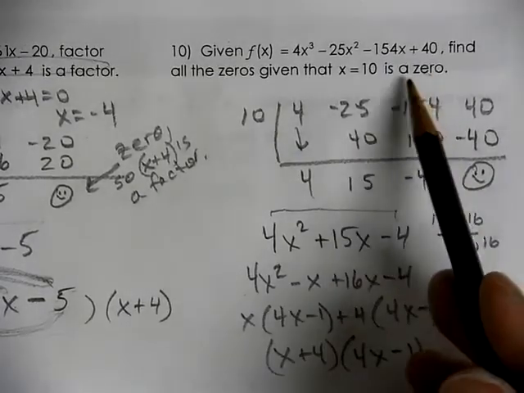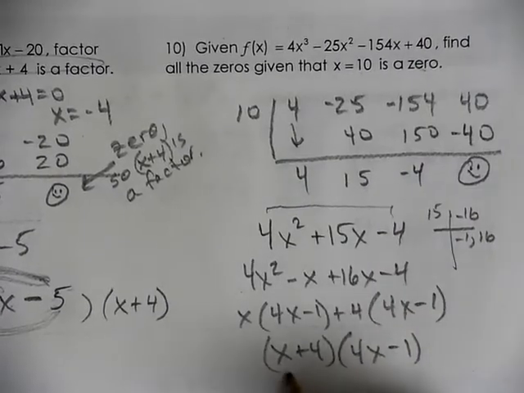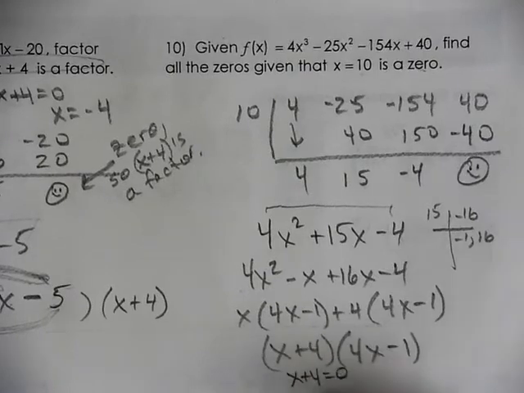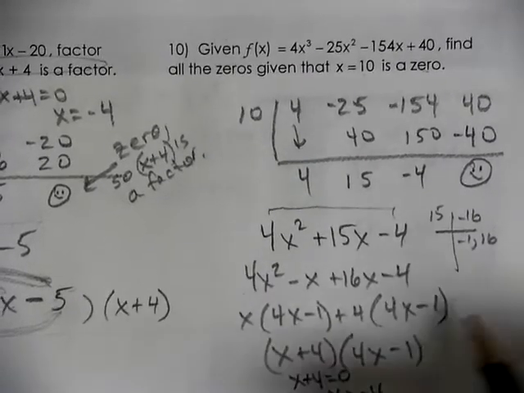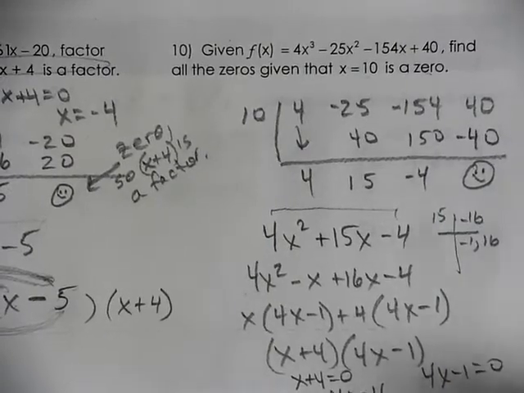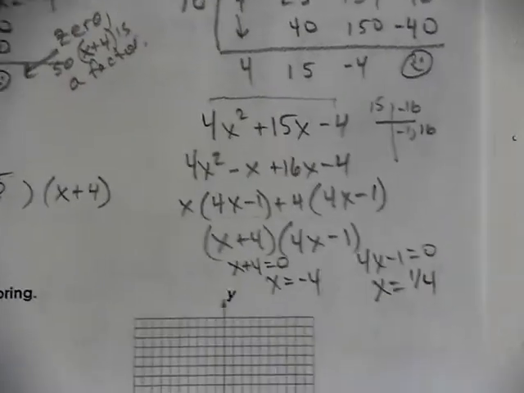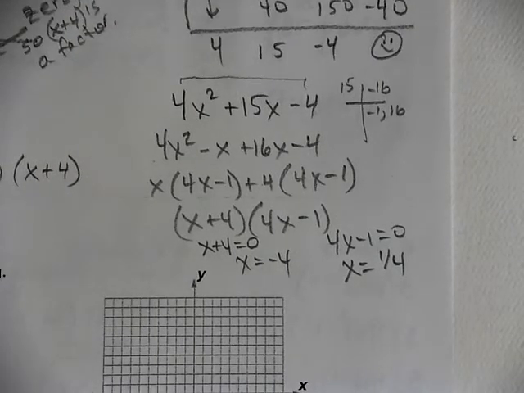Don't forget, now they're asking for zeros. They didn't say factors, they asked for zeros. So if 10 is a 0, we're also going to say x plus 4 equals 0, so we got our 0, and 4x minus 1 equals 0, so 1/4. Those are where it's going to cross the x-axis.